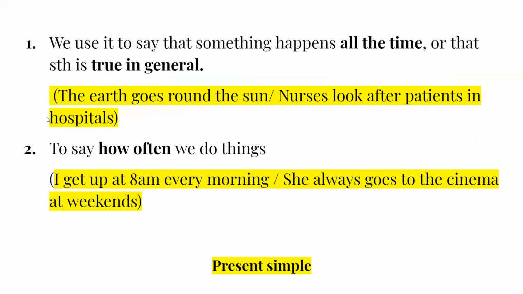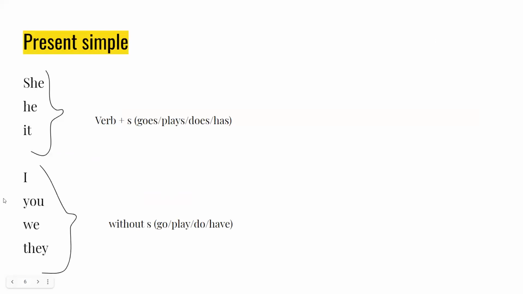Besides, we have the following to say how often we do things. I get up at 8 a.m. every morning. That is our daily routine. Also, she always goes to the cinema at weekends, okay? And on the other hand, we have present continuous.